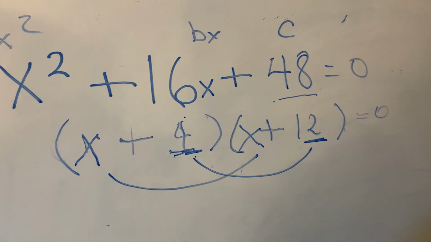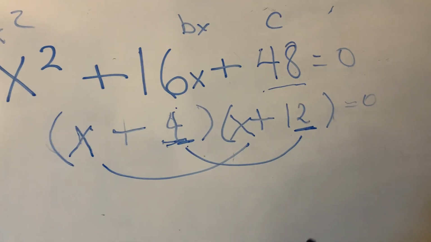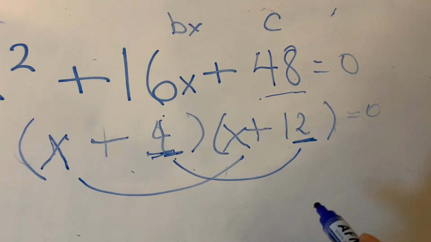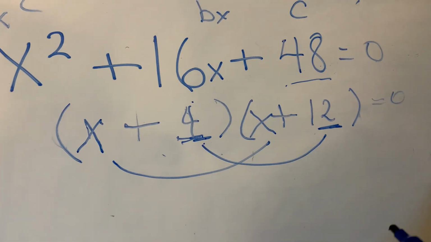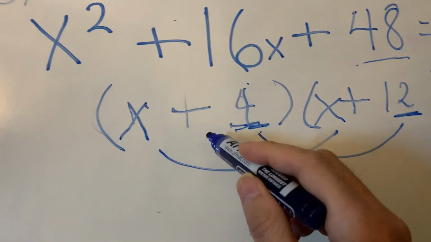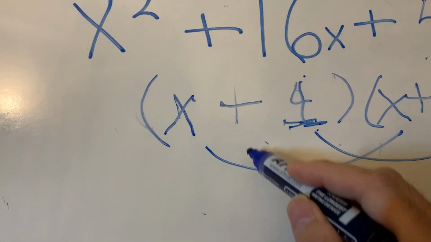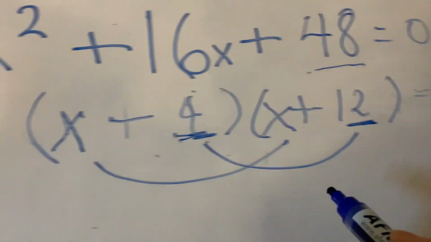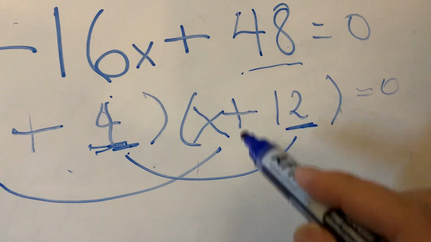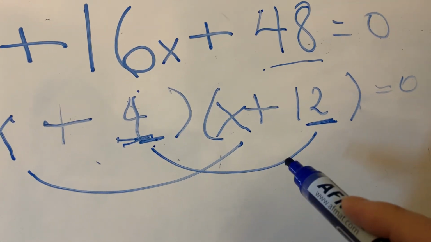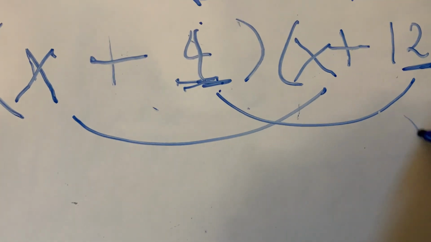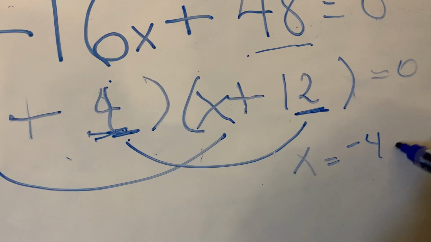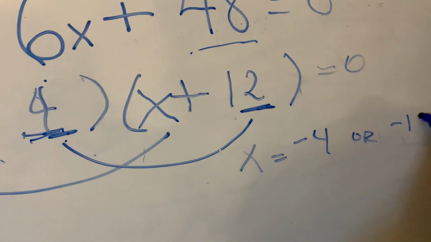So if you want to solve for x, you know that anything times 0 is 0. So either one of these needs to be 0 in order for this to be true. So if we said x plus 4 is 0, you know that x would equal minus 4, right, in this situation. If you said, well, let's say x plus 12 was 0, then x would be minus 12. So the answer to this equation would be x is either equal to minus 4 or minus 12.